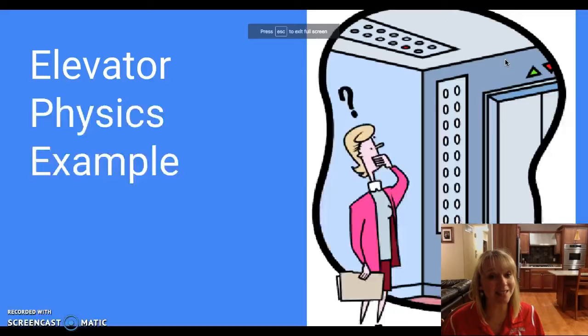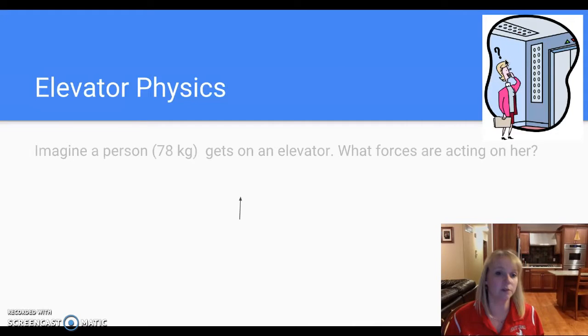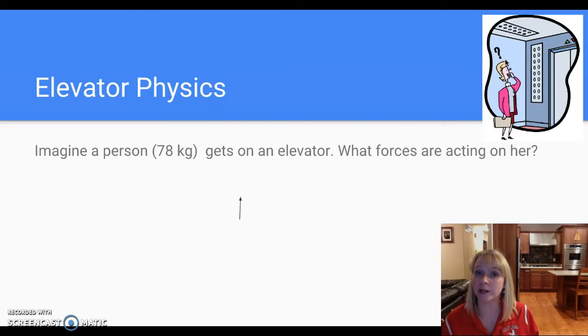So one of the classic physics problems that we've been looking at has to deal with an elevator. When you get in an elevator, you have forces that push you up and forces that help you go back down to different floors. So we'll look at that today. In this problem, we're going to imagine a person that has a mass of 78 kgs, and they get on an elevator. So what forces are acting on this person?